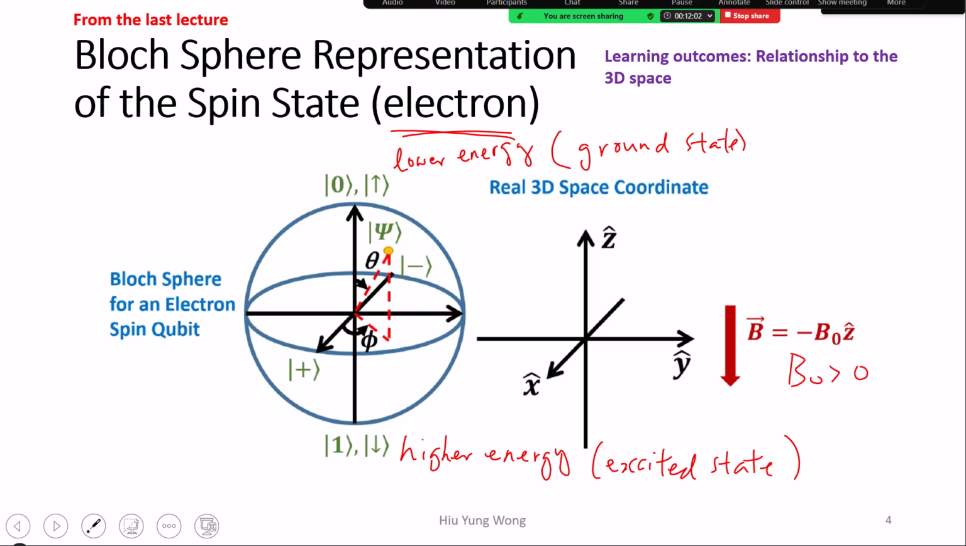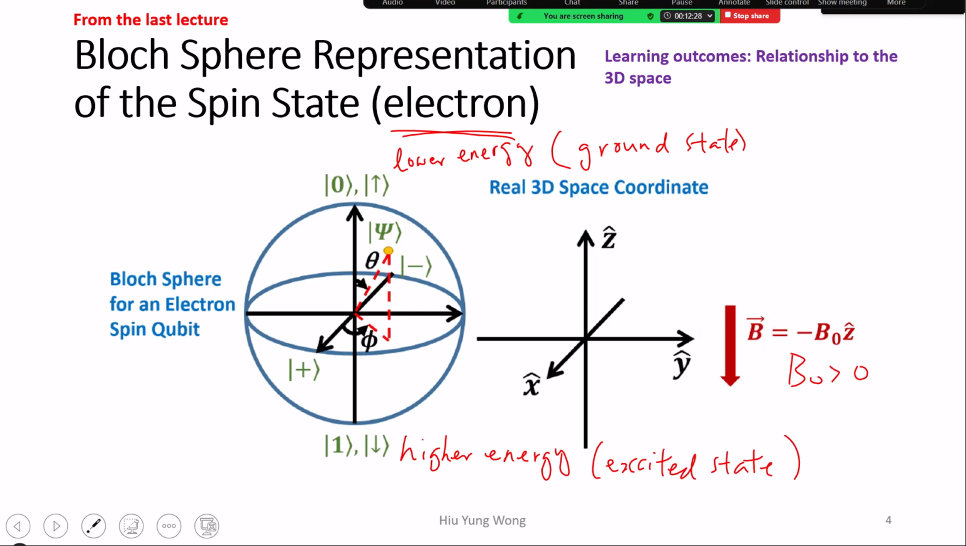Indeed, if you have the magnetic field pointing in the x direction, then its eigenvalues are going to be plus and minus. You can say this is accidental or whatever, but it gives you a feeling of why this is called spin up and this is called spin down, because it does correlate to the direction of the magnetic field in the real 3D space, right?